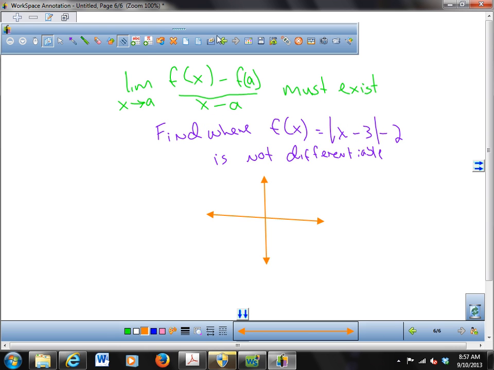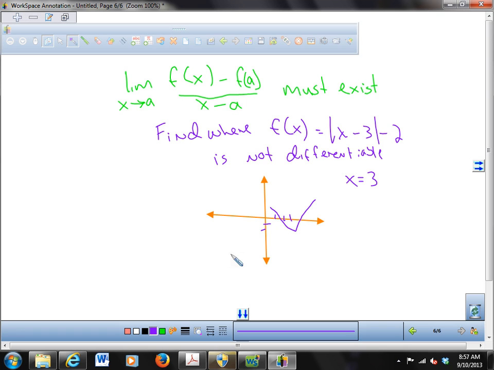So what does this look like? Please tell me what this is. It's a V, and where is that V? At 3, negative 2, right? That's not a very good V. But where is it not differentiable? At x equals what? At x equals 3. That's all you have to do, is sketch a graph.